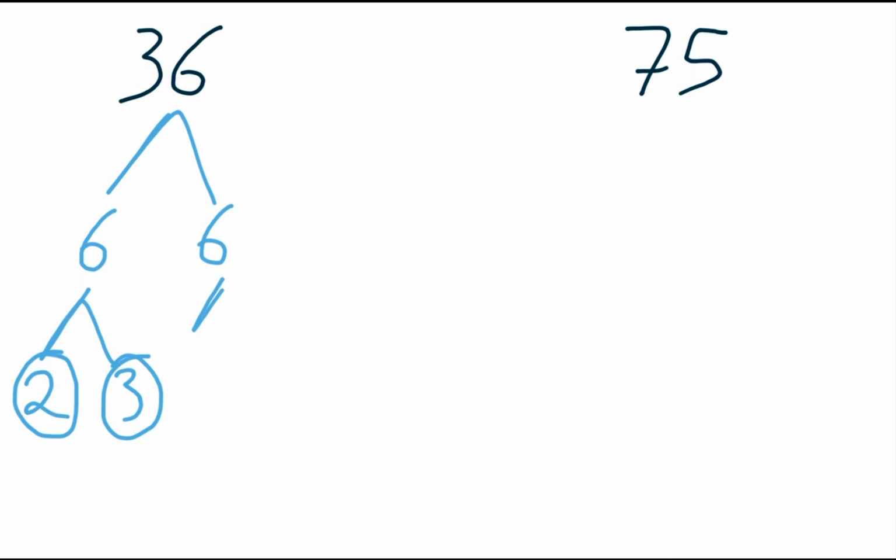We can break the 75 down as well. So 5 times 15 makes 75. Now, from the 5 and the 15, 5 is prime, so I can already block that. I can't go any further than that. The 15 can be broken down, so we don't circle the 15 because it can be broken down, with a 3 and a 5. 3 is a prime, so I block it. 5 is a prime, so I block it.